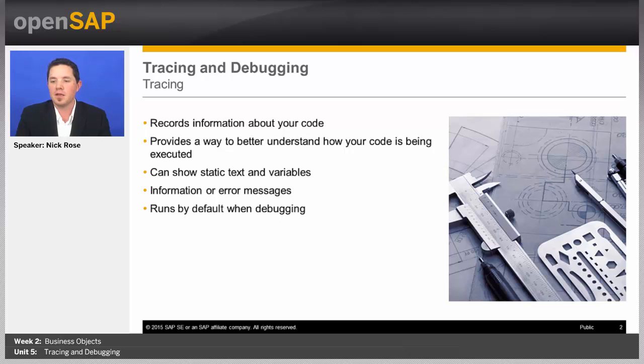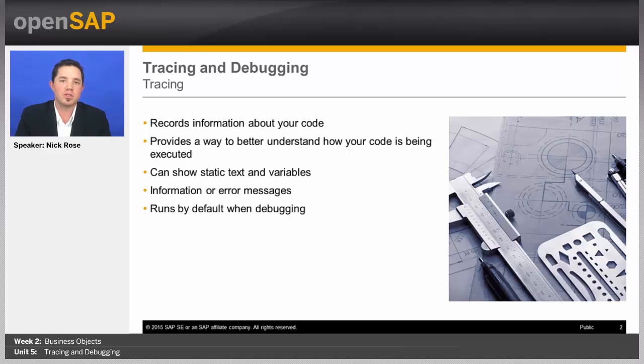Now, tracing, first off, is basically a way that we can record information about our code. They're little statements that we put in our code that, when executed and tracing is turned on, will spit out information that we've told it to tell us at that point in time. It really is a good way to see what your code is doing without having to spend time debugging, and provide you some quick information after executing a certain business process.